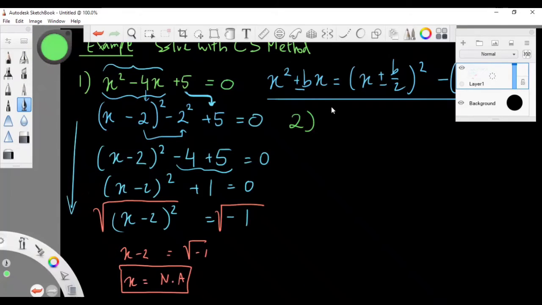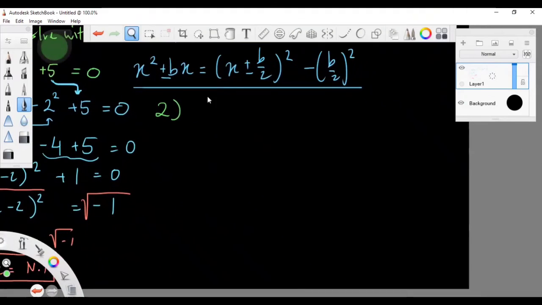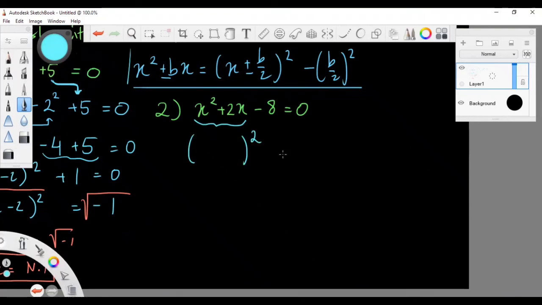So second example, let's find the equation that has solutions. Okay, so I will give you some questions. X squared plus 2x minus 8, for example, equals 0. Okay, so how do you solve this with the complete square formula? First thing, focus on what we are doing here, right? So focus on x squared plus minus bx. Again, first thing, put the bracket and put the square. That's the complete square pattern.